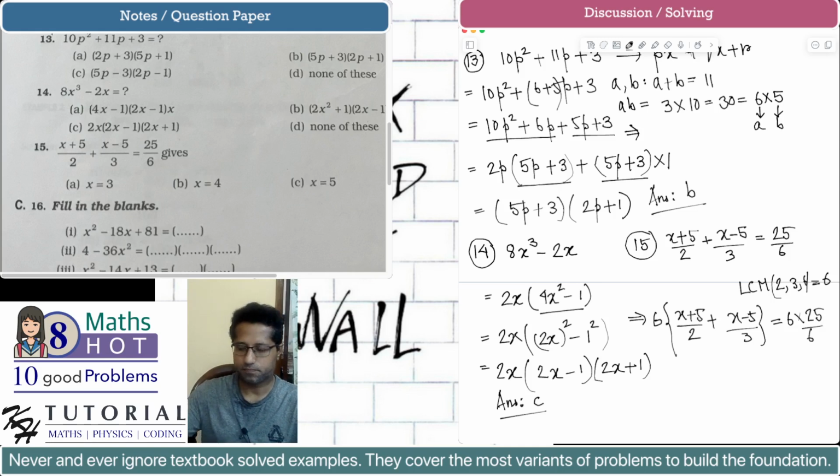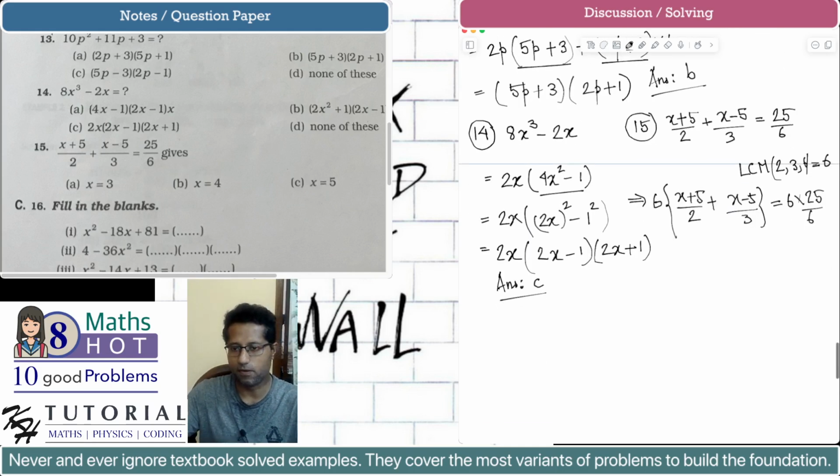Now if you further simplify, if you do the products on both the LHS and RHS, you get 6 multiplied by x plus 5 by 2 plus 6 multiplied by x minus 5 by 3 is equal to, on the right hand side, 6 cancels out and we get 25.